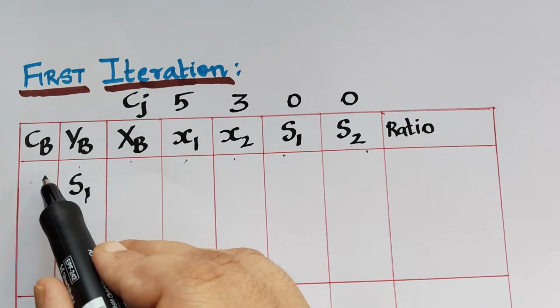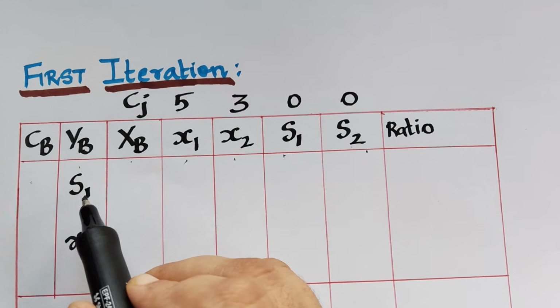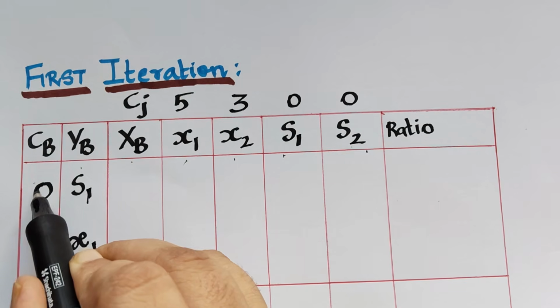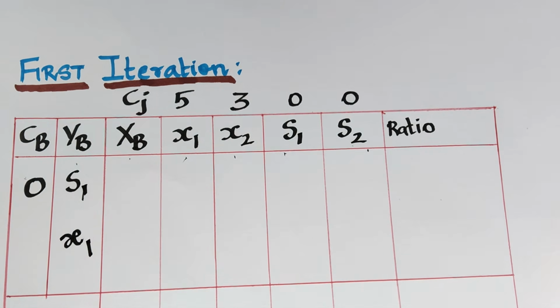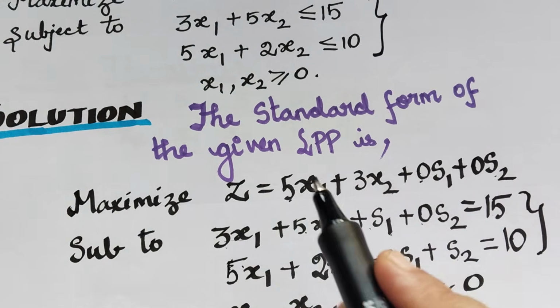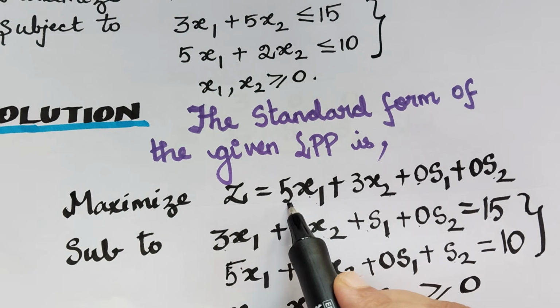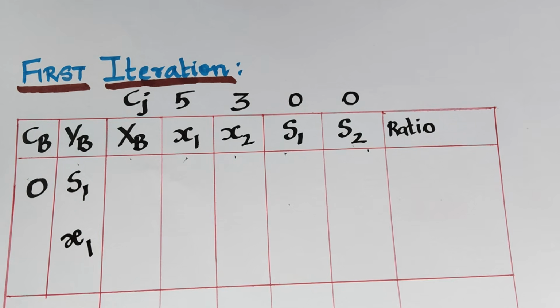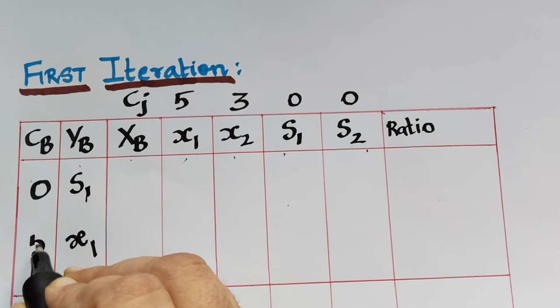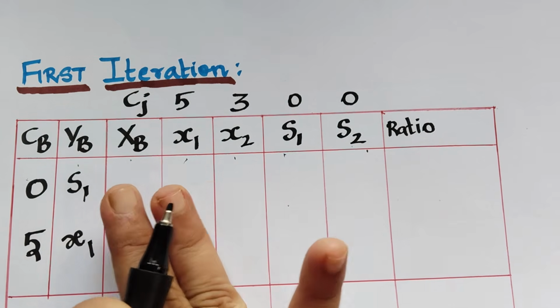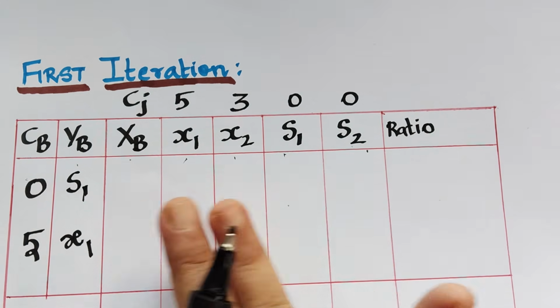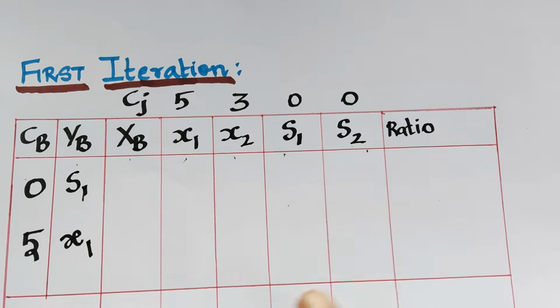And now the values of CB will change, but for S1 the cost is 0 only in the objective function. Whereas for X1, what is the cost? It is 5. So in the objective function the cost of X1 is 5. So that we have to write here. So 5. Now XB is the solution space which has to be redone. So all these values have to be newly found.